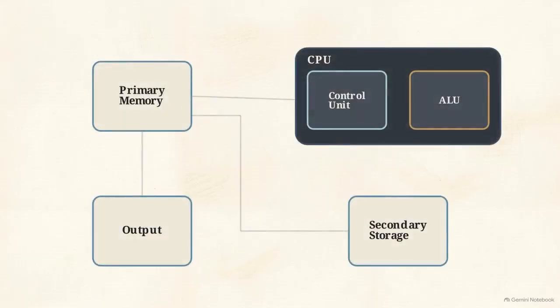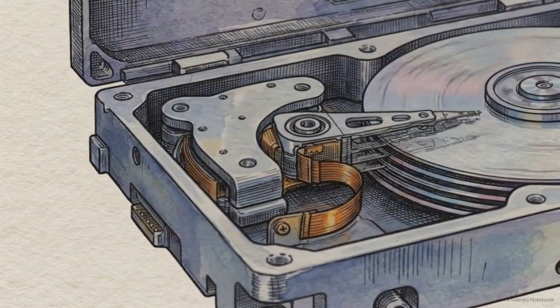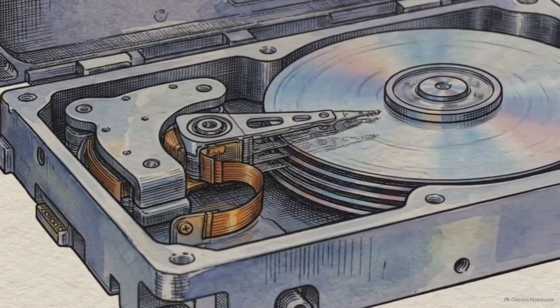To trace a cycle, primary memory sends data to the control unit, routing it to the ALU. The processed result returns to the control unit, writing back to primary memory. Finally, data routes to output or duplicates to secondary storage for permanent retention. Secondary storage provides the permanent, non-volatile archiving that we trade away for speed in the primary memory tier.